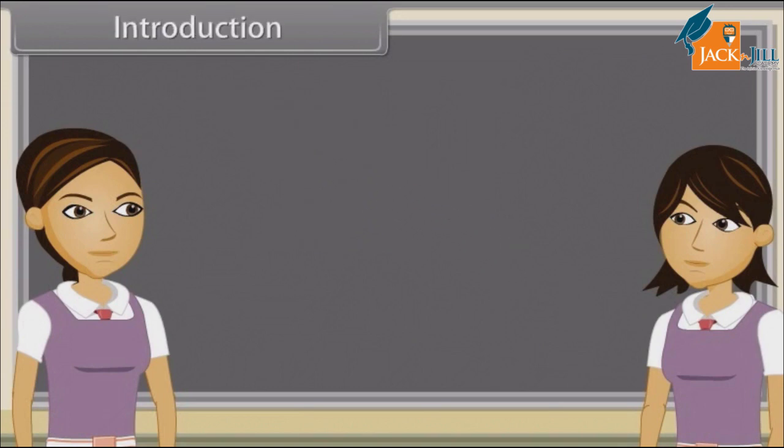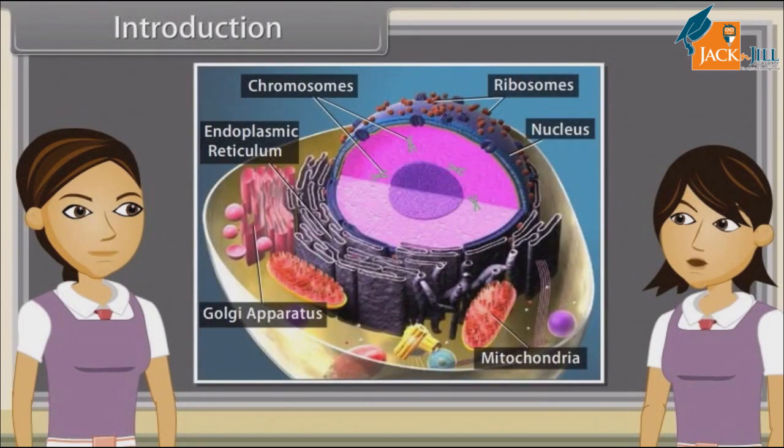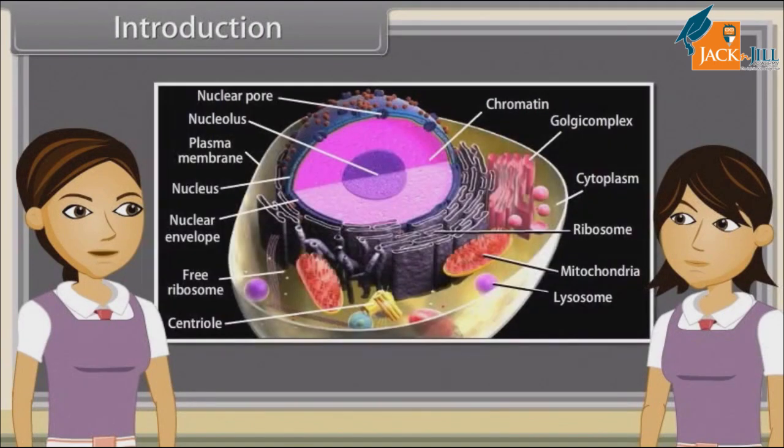Introduction. We have discussed the structure of eukaryotic cells and the structure and functions of the cell membrane and cell wall already. Now we will discuss the structure of endomembrane systems. We will also observe the structure of endoplasmic reticulum, Golgi apparatus, lysosomes, vacuoles, mitochondria, plastids, and ribosomes.